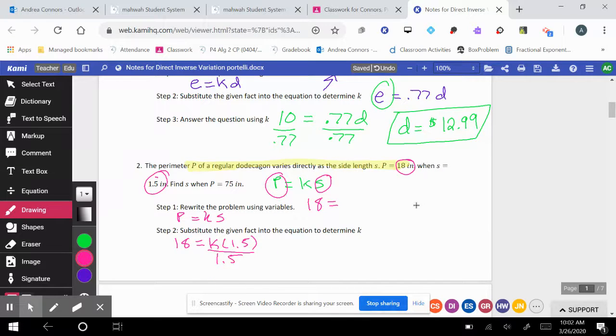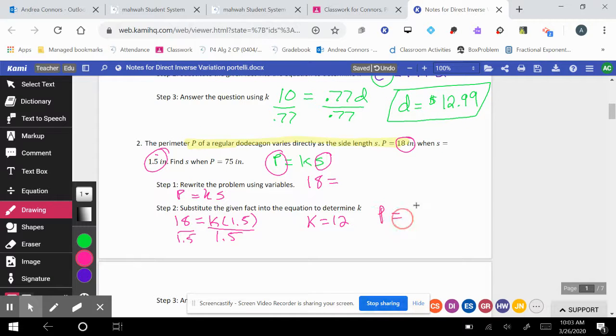Divide each side by 1.5 to solve for K. 18 divided by 1.5 is 12. So K is equal to 12, which would make sense. There are 12 sides in a dodecagon. So your equation is perimeter equals 12 times S.